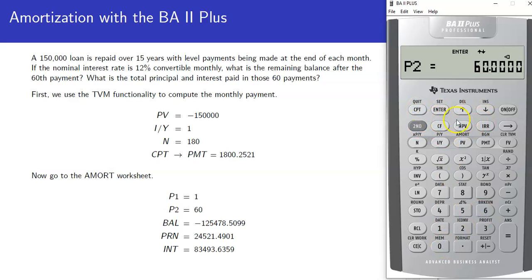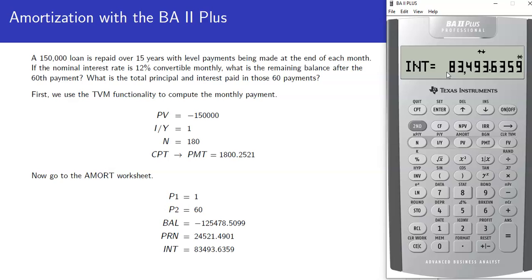And we will now scroll down. This tells us what the balance is after the 60th payment, which is a little over $125,000. Scroll down again. It will tell us the amount of principal included in those 60 payments, which is $24,521. Scroll down again. It will tell us the amount of interest that we've paid over those 60 payments, which is $83,493.64.